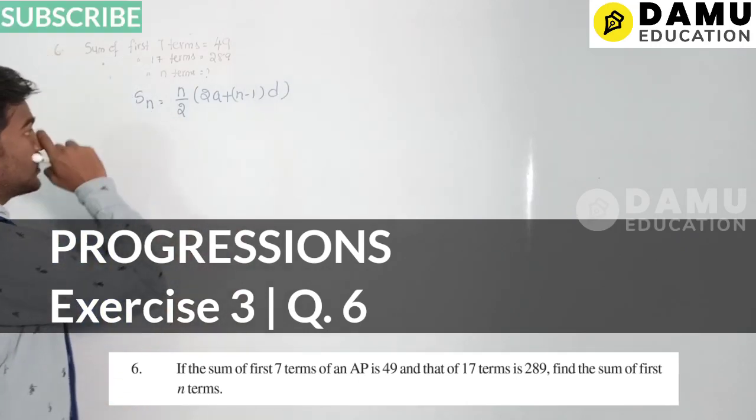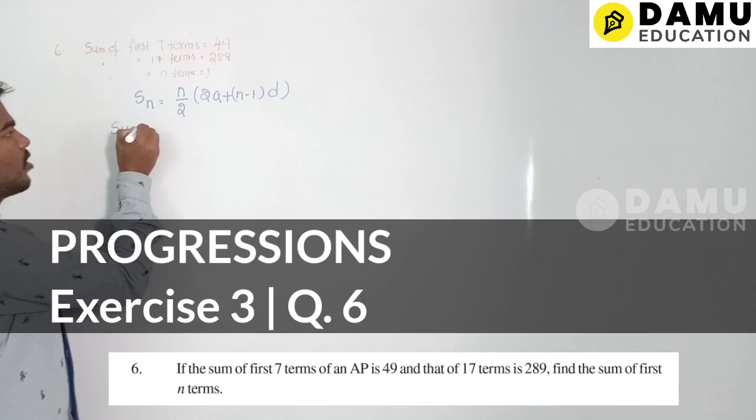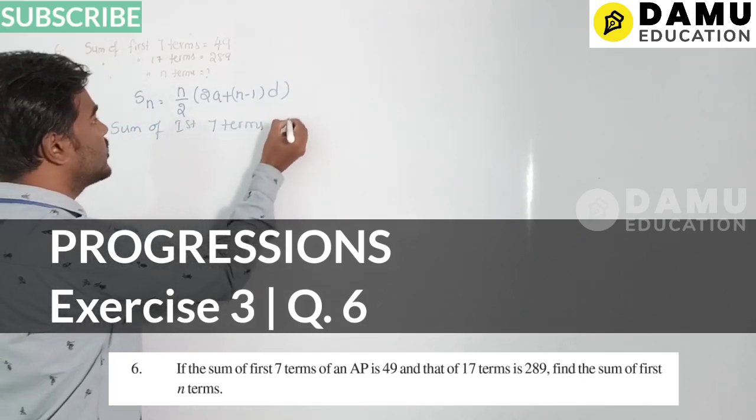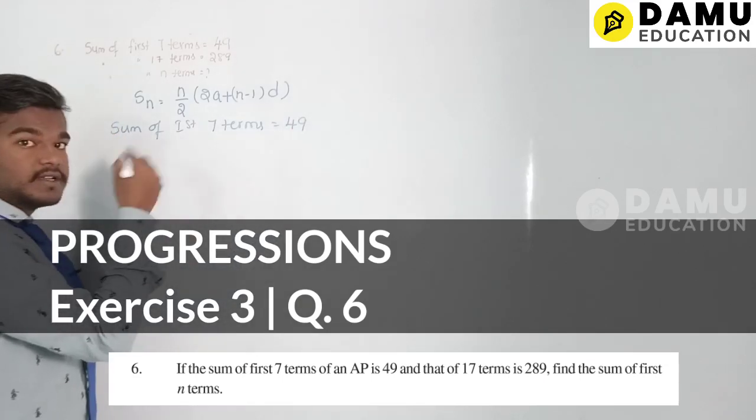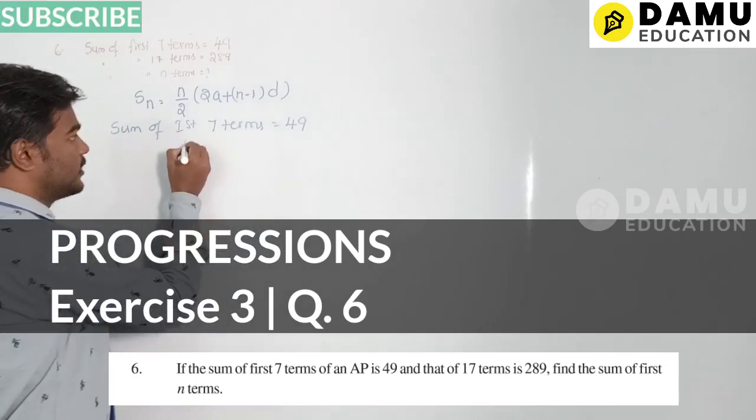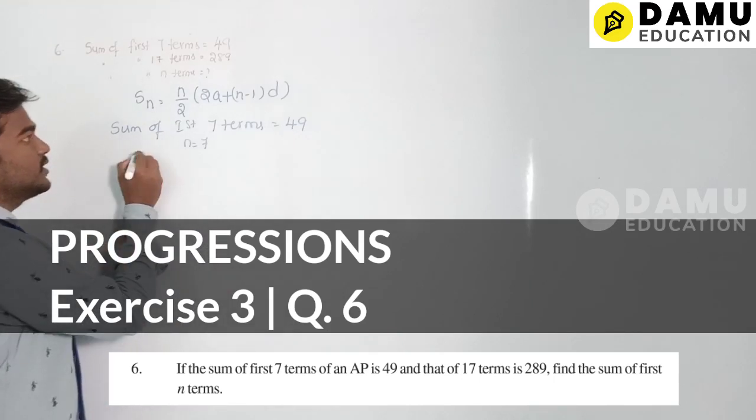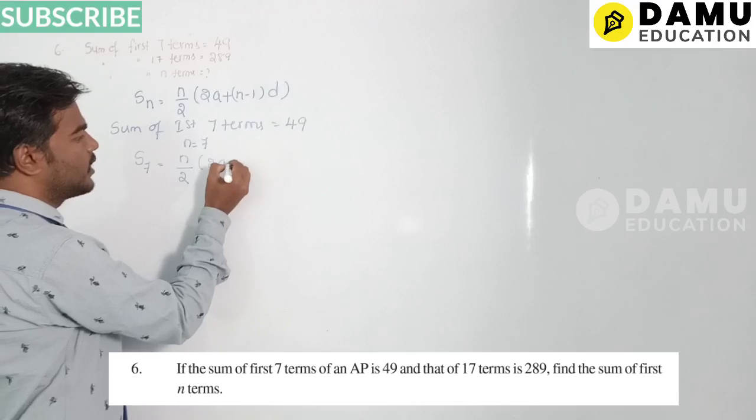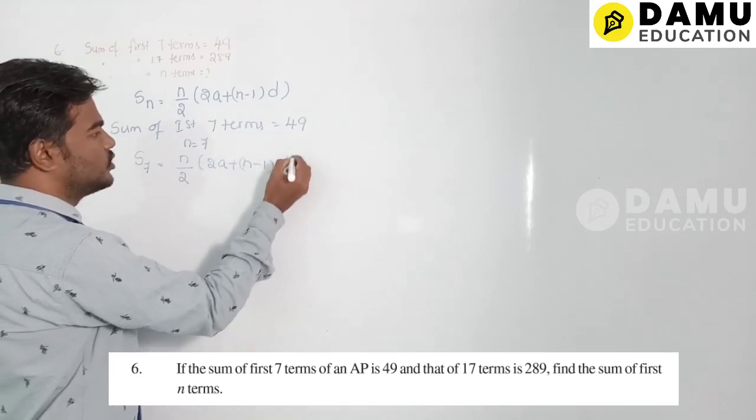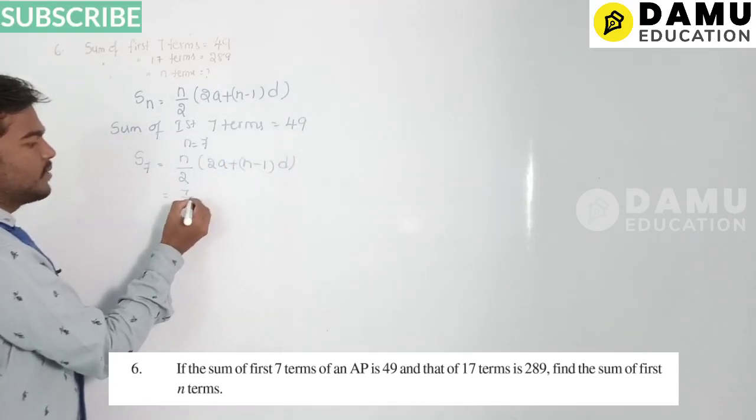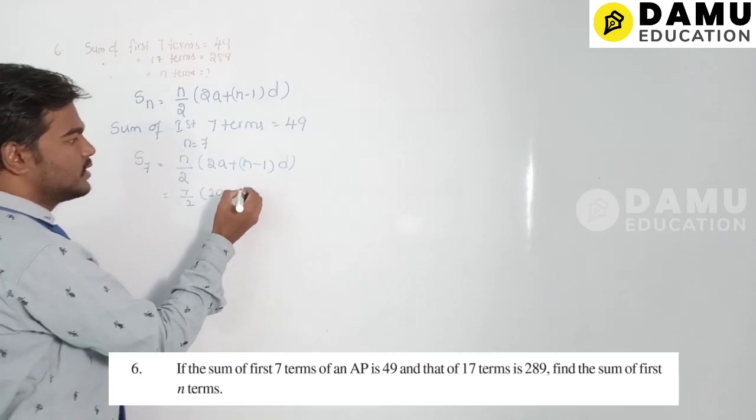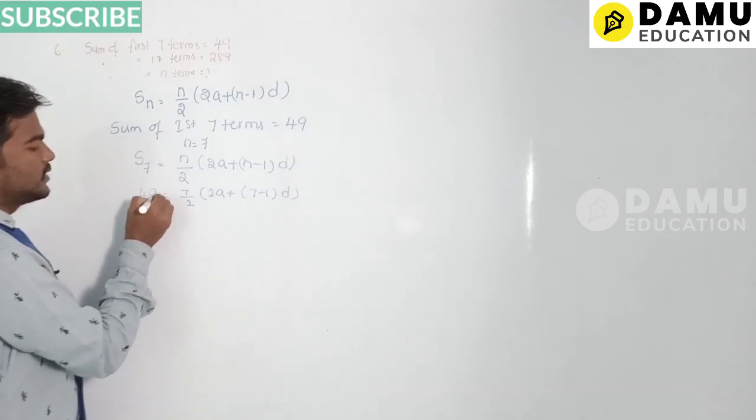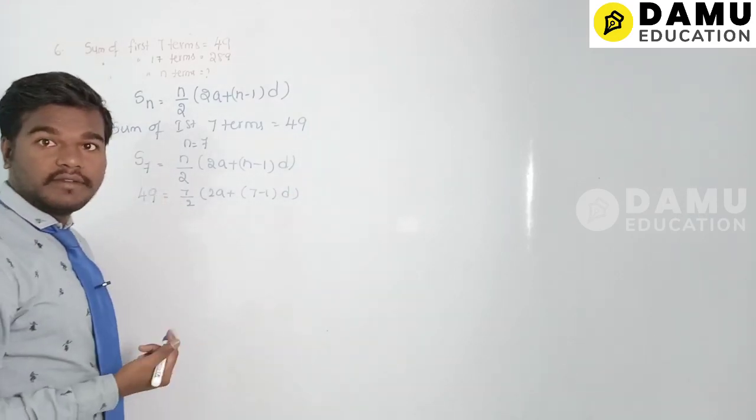So what are they given? The sum of the first 7 terms will be equal to 49, so n will be equal to 7. So S7 will be equal to n by 2 into (2a plus (n minus 1) into d). So here 7 by 2 into (2a plus (7 minus 1) into d), and the sum of 7 terms is 49.